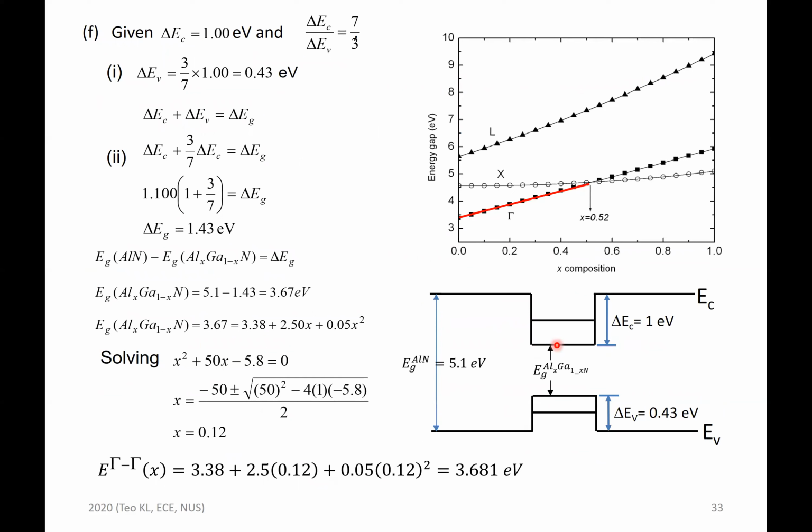So, if you draw the diagram: aluminum nitride band gap, aluminum gallium nitride band gap, and aluminum nitride band gap. This is a type 1 heterostructure forming the quantum well. We know the aluminum nitride band gap is 5.1 eV. So we want to calculate the aluminum gallium nitride band gap.